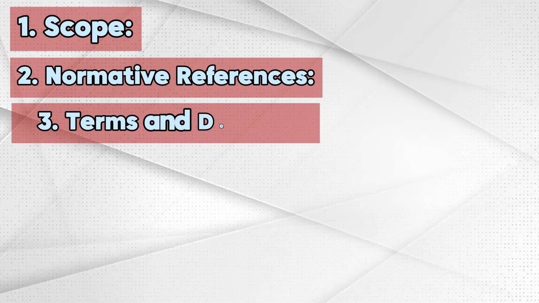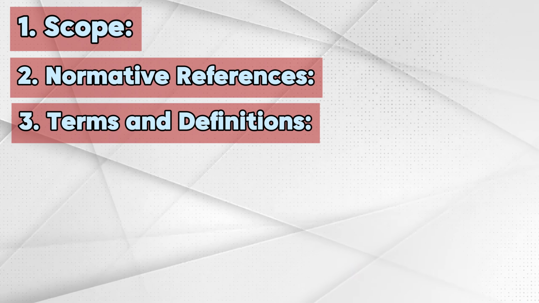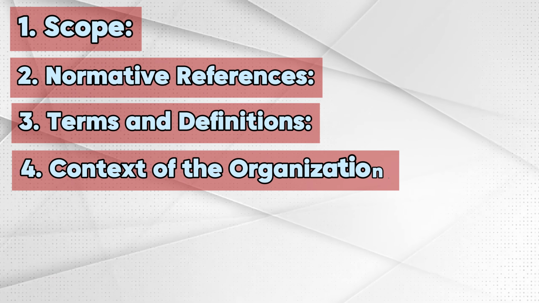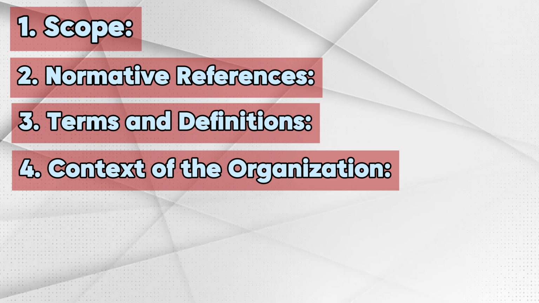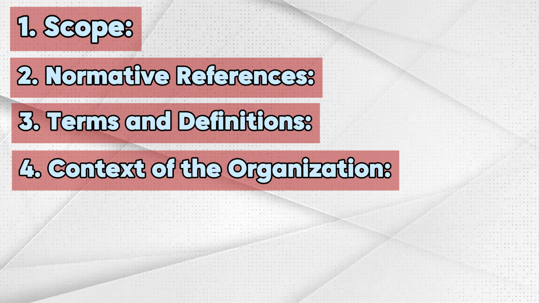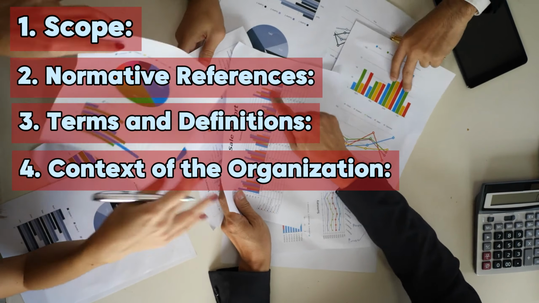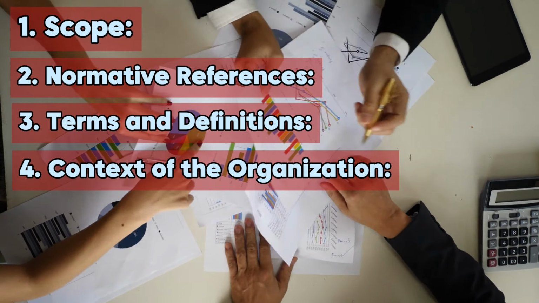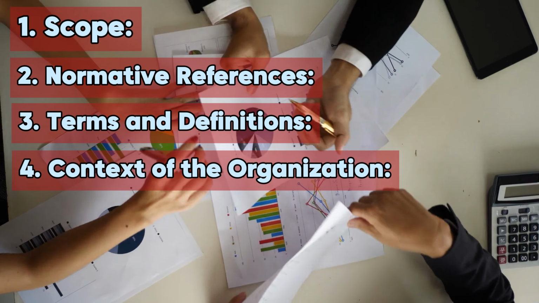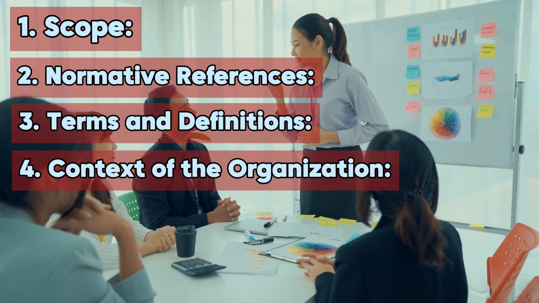Clause 3, terms and definitions, includes specific terms and definitions used in the context of that standard. Clause 4, context of the organization, requires understanding the organization and its context, including the needs and expectations of interested parties. It also defines the scope of the quality management system, and it establishes the quality management system and its processes. It is a very important clause.